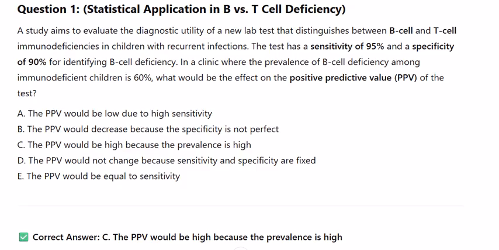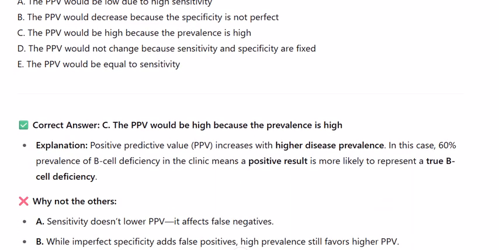Explanation: positive predictive value, PPV, increases with higher disease prevalence. In this case, 60% prevalence of B-cell deficiency in the clinic means a positive result is more likely to represent a true B-cell deficiency.